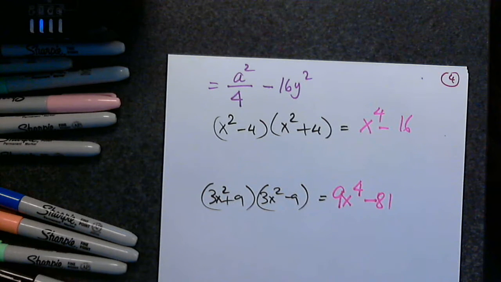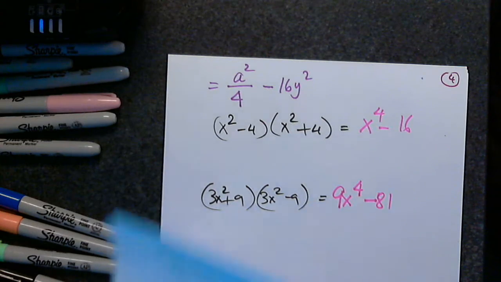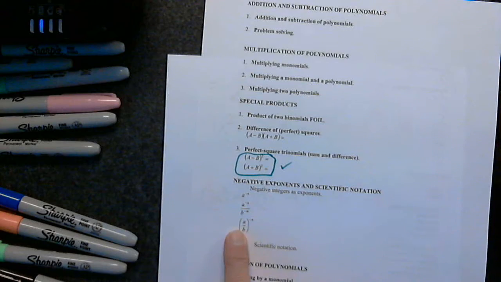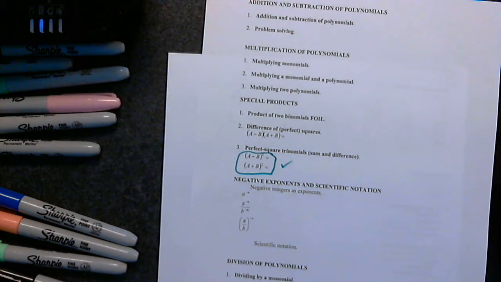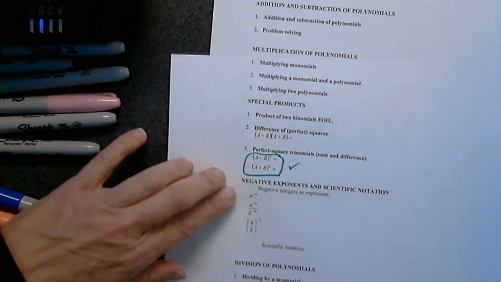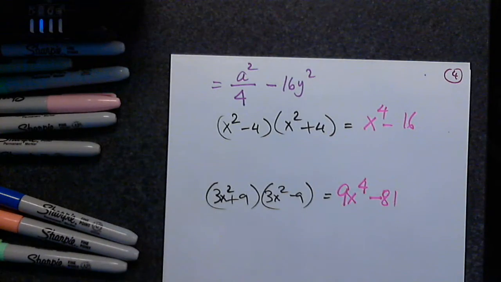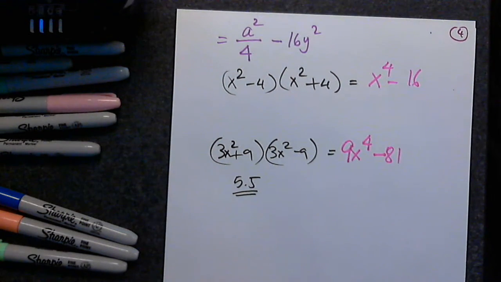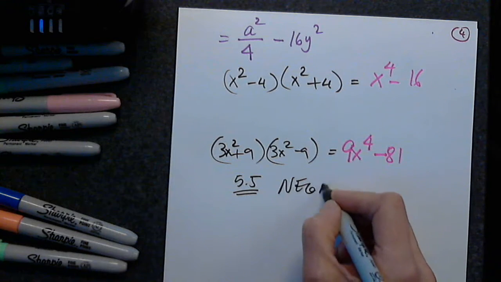Let's look at these negative exponents now. I'd like to go back to the handout to talk about these 3 situations, and then we'll practice. And then the last 2 sections will be only on division of polynomials. So I want to look at these situations again. This is section 5.5, negative exponents.